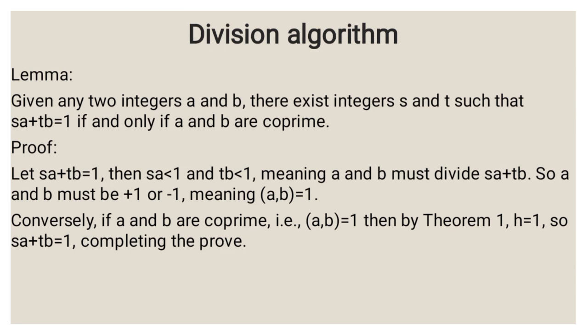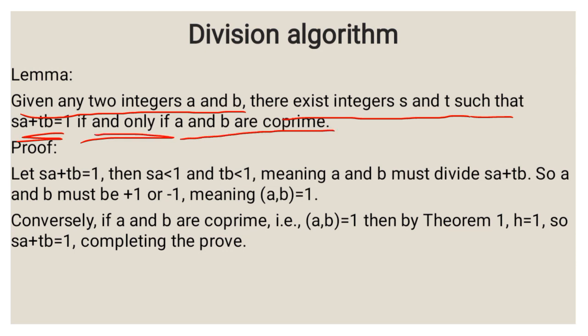And that lemma says that given any two integers a and b, there exist integers s and t such that this sum is equal to 1 if and only if a and b are co-prime. When do we say something is co-prime? We say it is co-prime if the gcd of a and b is equal to 1. Is that not what we said? If you check your definition, you can rewind the video to see that.